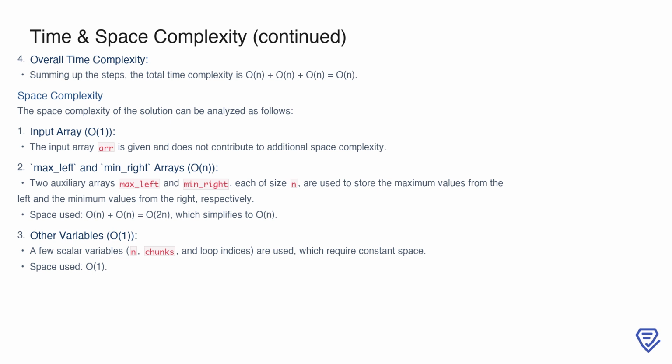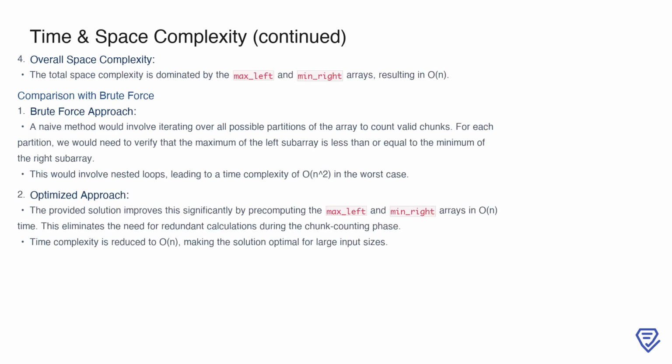Additionally, we use a few scalar variables like the array size, counters, and loop indices, all of which require constant space, contributing O(1). Therefore, the total space complexity is dominated by the two auxiliary arrays, resulting in O(n). The overall space complexity remains O(n), primarily due to the max_left and min_right arrays.